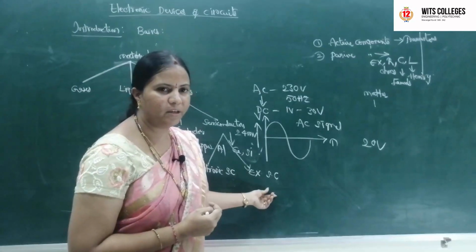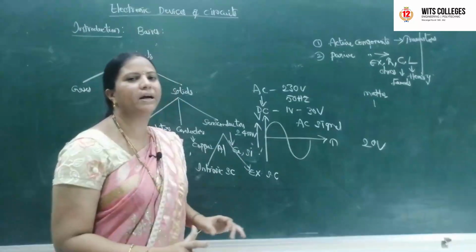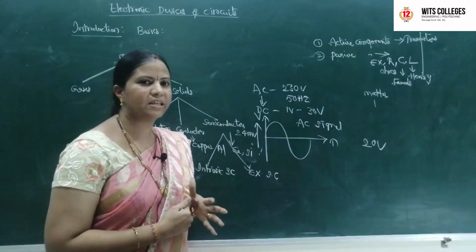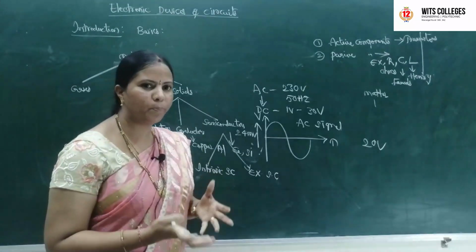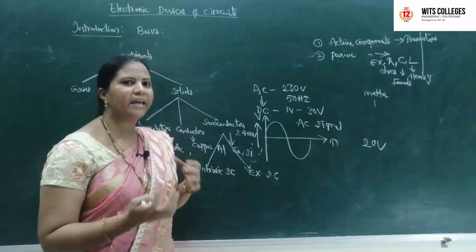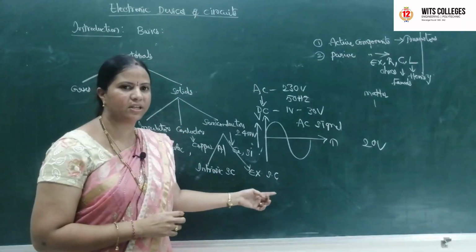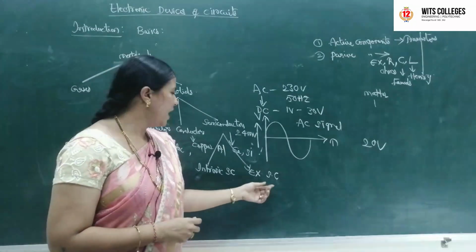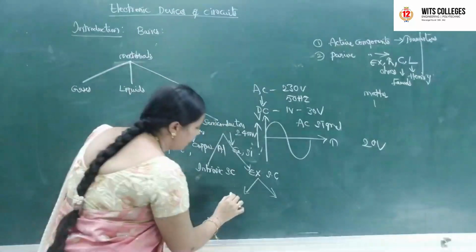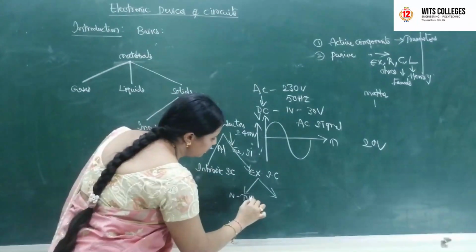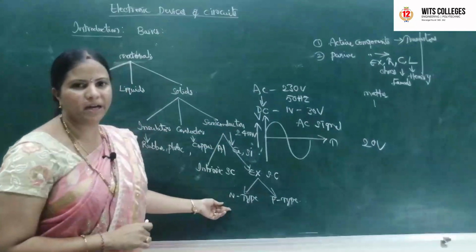Extrinsic semiconductors mean when we are adding impurities from the outside to the pure semiconductor. This is nothing but doping. Doping is adding impurities from the outside to the pure semiconductor, giving an extrinsic semiconductor. Again, extrinsic semiconductors are divided into two types: N-type semiconductors and P-type semiconductors.